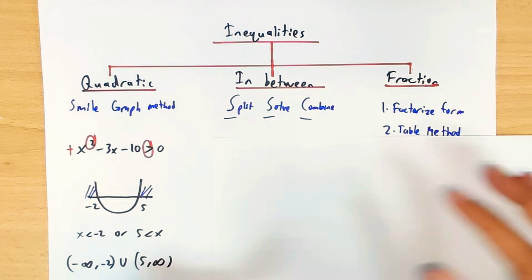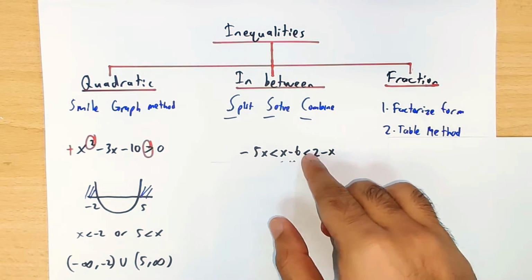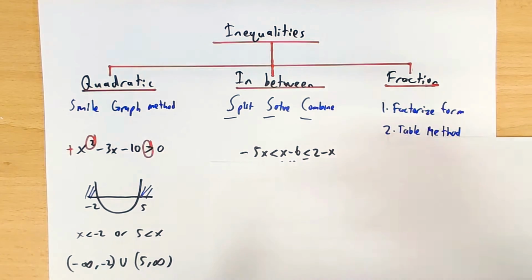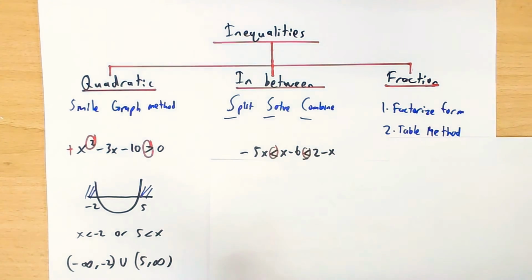For the in between cases, well, you might get something like this. Right, where you can see there's an inequality sign over here and here. I highly recommend you use the SSC method, which I call the split solve combine. But normally I just tell my students SSC.